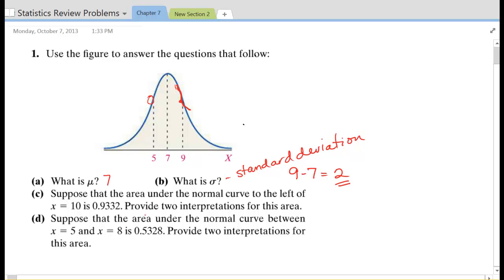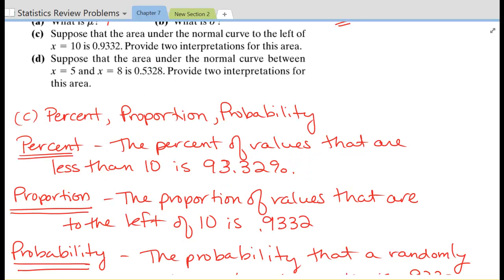Now part C, suppose that the area under the normal curve to the left of x equal 10 is 0.9332. Provide 2 interpretations for this area. For part C, I'm going to give you 3 interpretations of this area. We can interpret it 3 different ways: percent, proportion, and probability. In terms of percent, we could say that the percent of values that are less than 10 is 93.32%. In terms of proportion, we could say the proportion of values that are to the left of 10 is 0.9332.